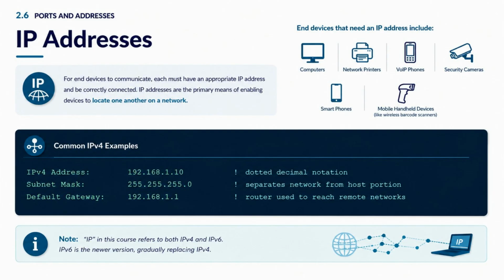End devices need 3 things to communicate: an IP address, a subnet mask, and a default gateway. List the device types that need an IP beyond just computers: printers, VoIP phones, security cameras, even barcode scanners. Note: IP in this course covers both IPv4 and IPv6, with IPv6 gradually taking over.